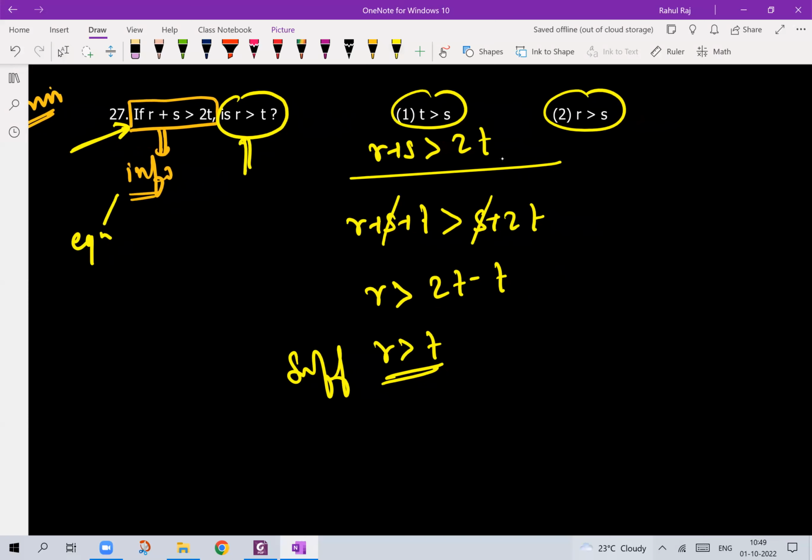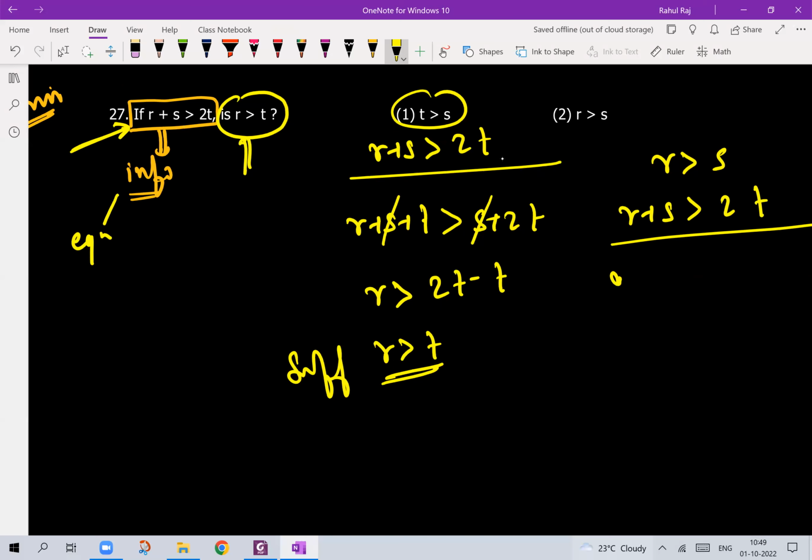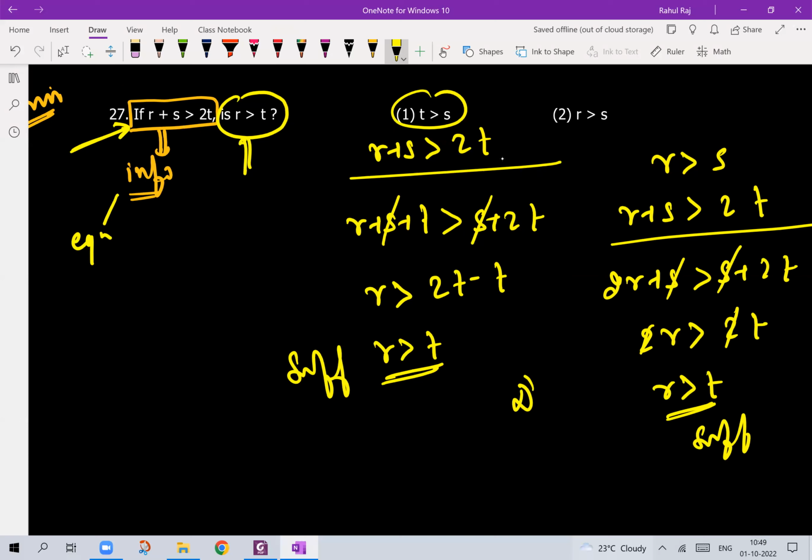And same thing I'll do for option number 2. Option number 2 says R is greater than S. What is my information? R plus S is greater than 2t. I'll add these two. So I get 2R plus S greater than S plus 2t. I can cancel this S and this S. So 2R is greater than 2t. I can cancel 2 and 2. R greater than t. Even this is sufficient. So the answer is D. Is that clear?